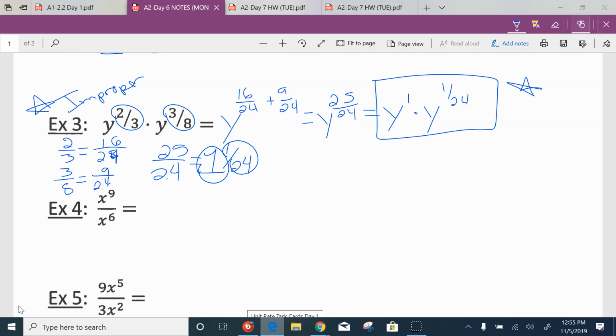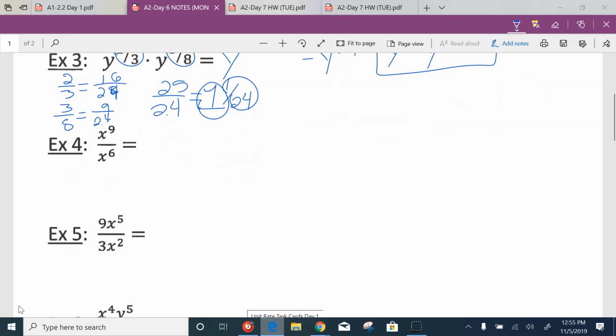Example 4 is a review of the quotient rule for exponents. When you have the same base in the numerator and denominator, you keep your same base, like in this case of x, and you subtract the top exponent minus the bottom exponent. 9 minus 6 will give us a result of 3. So we get x to the third power.